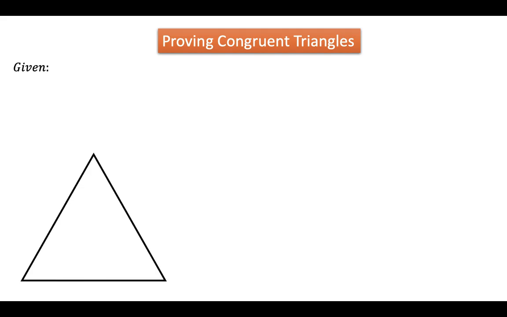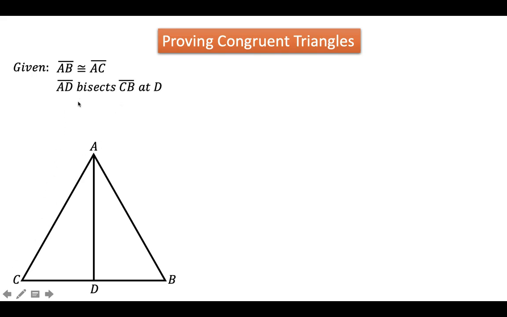Okay, so let's start. Let's say we have a given triangle ABC. Then there is a segment AD that divides the big triangle. Then we have here information that AB, so this leg, is congruent to AC, the other leg. And AD, this segment here, bisects CB at point D. So this segment divides the big triangle into two small triangles, the triangle ADC and triangle ADB. So we're going to prove that angle C is congruent to angle B. So we are referring to this angle here.